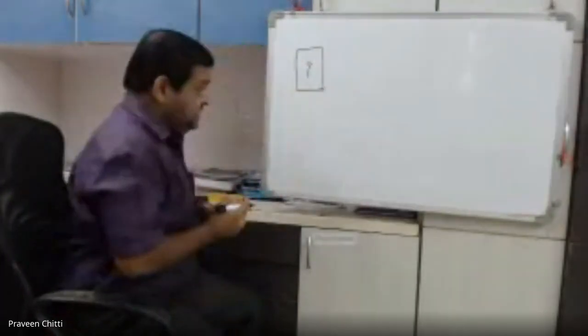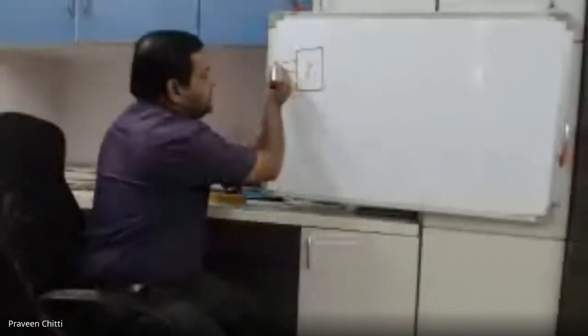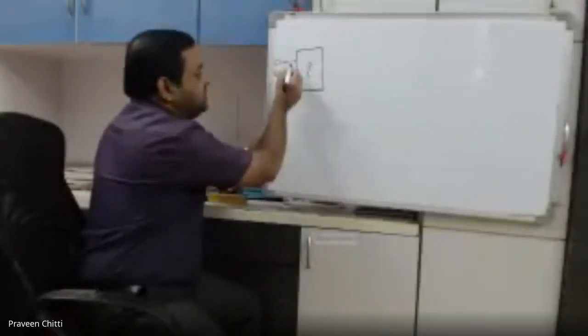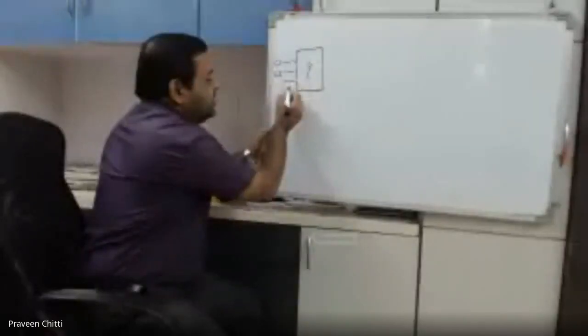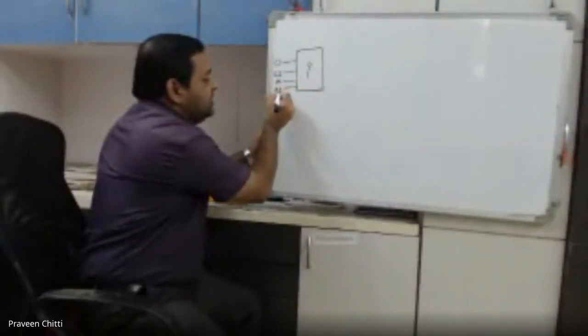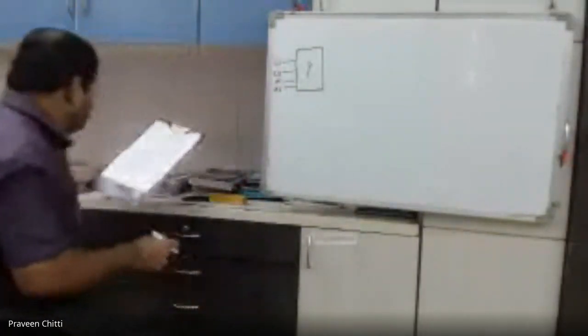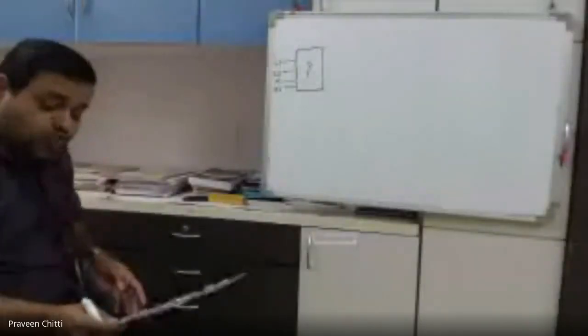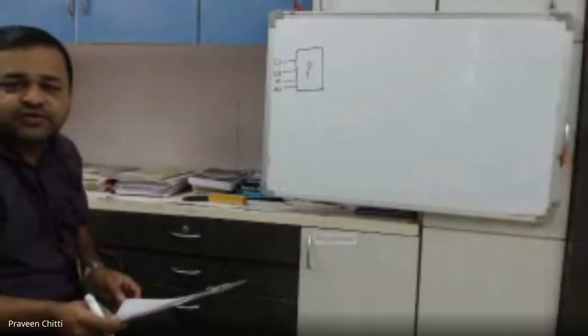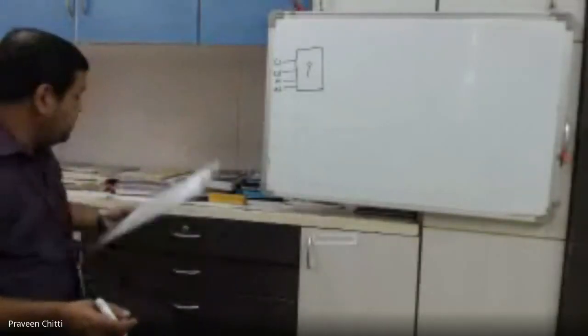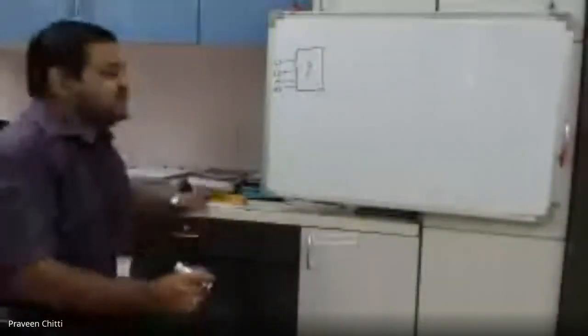A switching circuit has two control inputs, C1 and C2, and two data inputs X1 and X2. I think you have written it wrongly. A switching circuit has two control inputs C1, C2 and two data inputs X1, X2 and one output Z. Okay. Next.